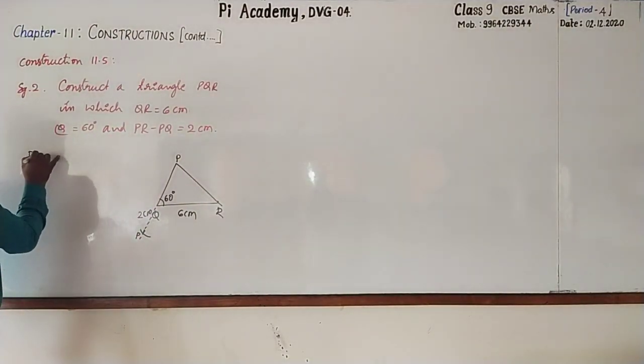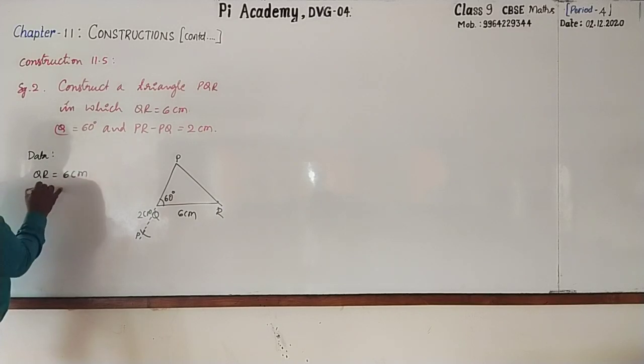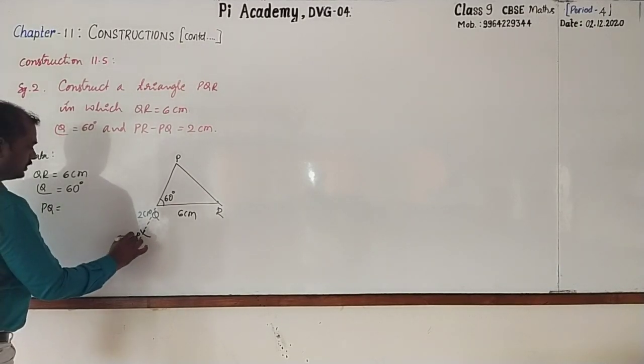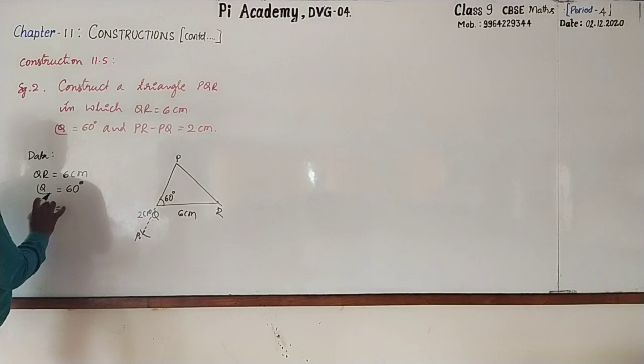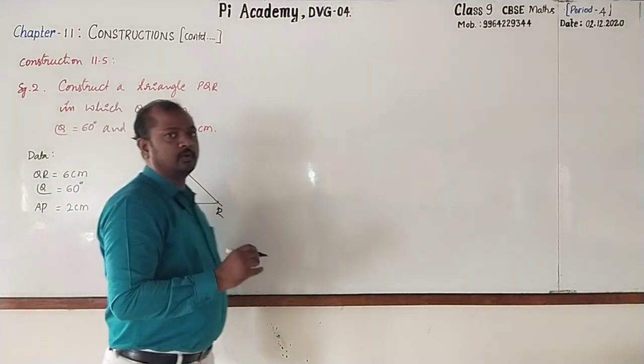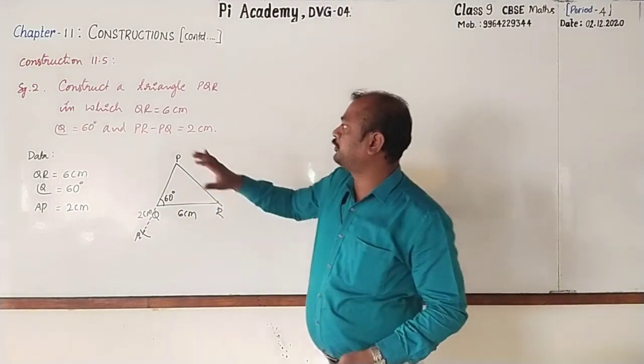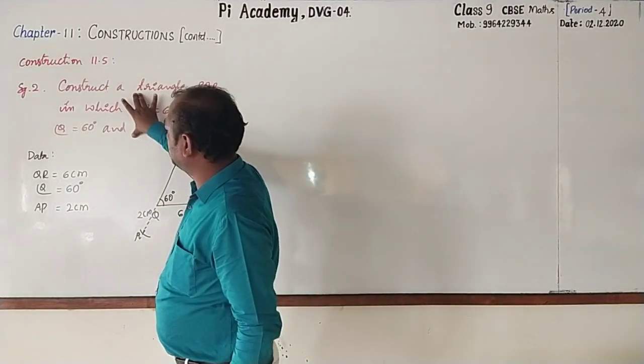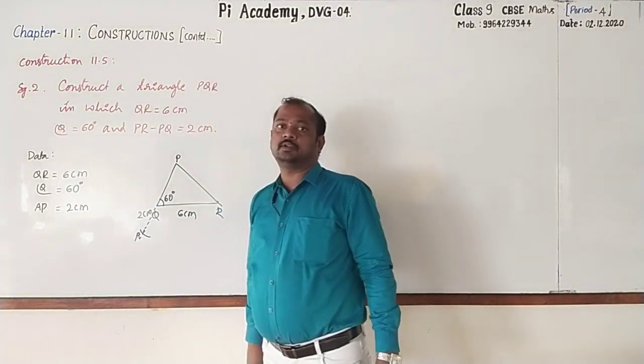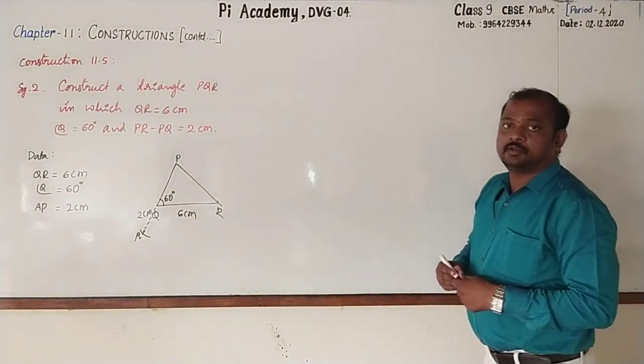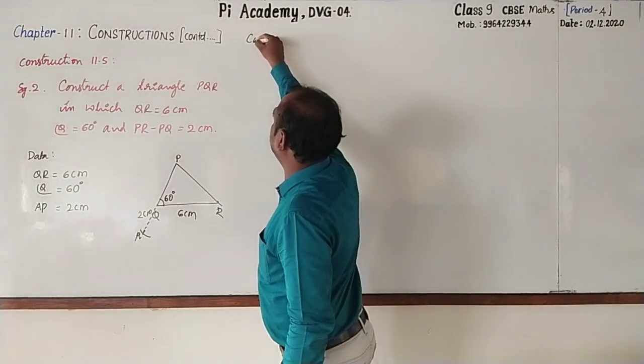Okay. Here I write data. Observe this. So in triangle PQR, QR equal to 6 cm, angle Q equal to 60 degree. Then PQ is, sorry, you may call this as A. AP is equal to 2 cm. So now let's move on to construction. Before that, just copy the statement, draw the figure and write the data. Yes, hope that you have written. Now write construction.